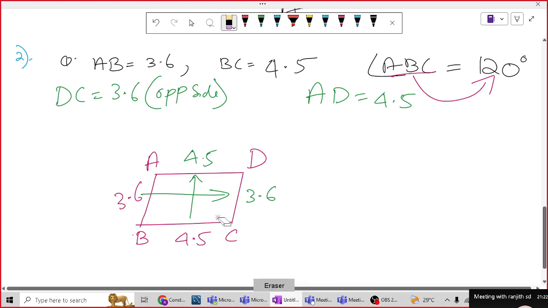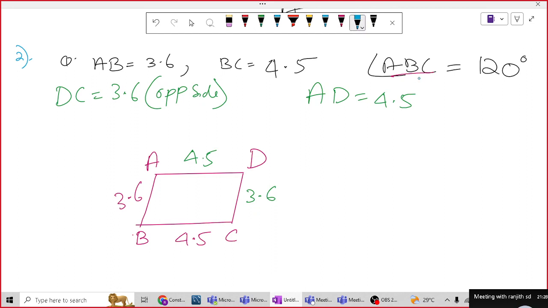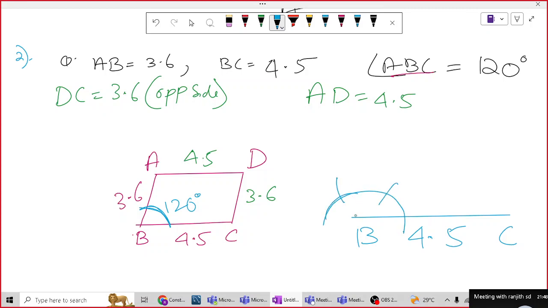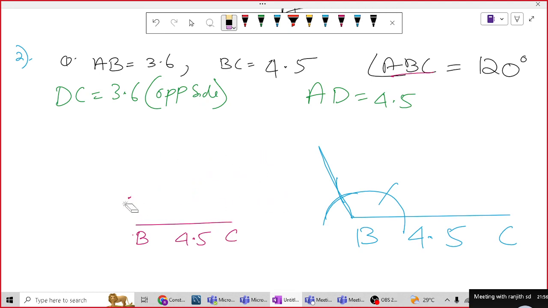Now, one angle is given. Which angle is given? Is it on B or C? On B. So here you'll have to draw 120 degrees. So what's the first step? Take BC as 4.5, draw a straight line of 4.5, then draw a 120 degrees angle here, like this. And what should be the length of this line? 3.6. Okay, our rough diagram will be like this.